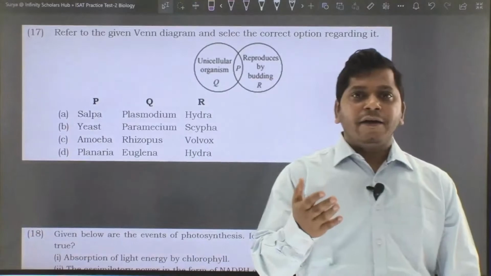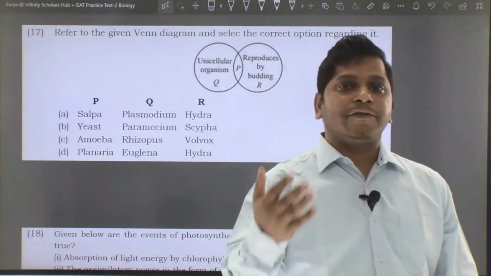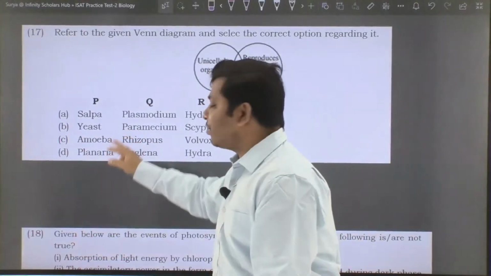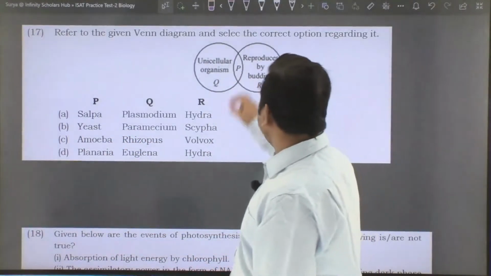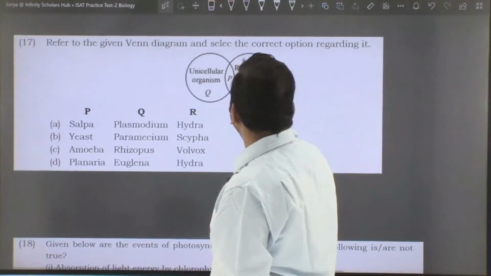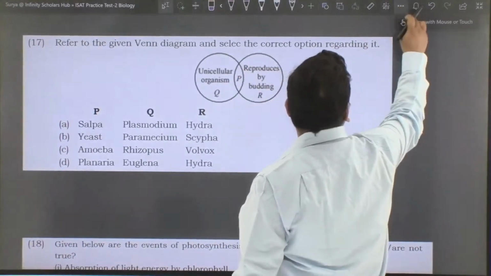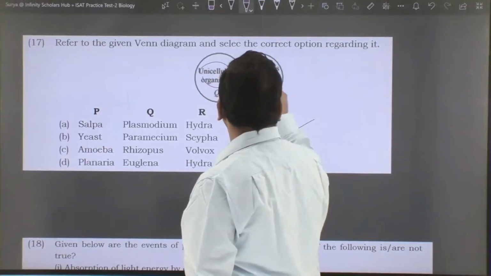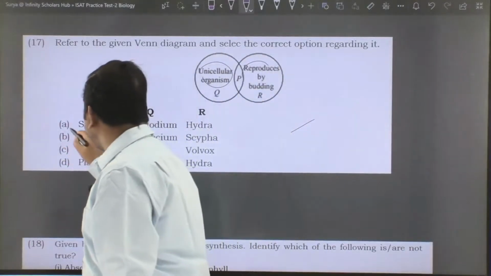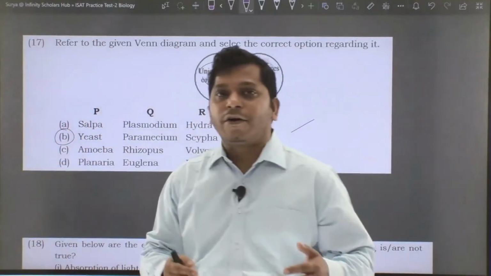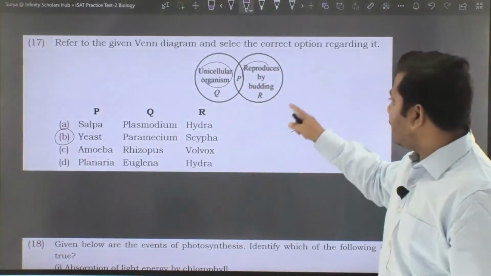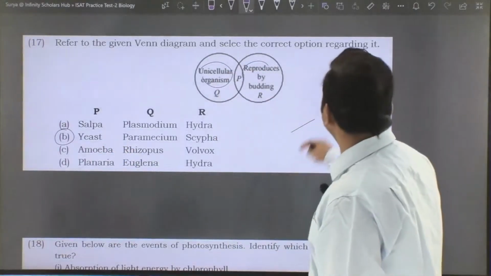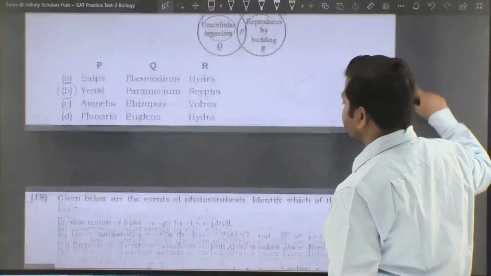Hydra is a multicellular organism and it reproduces by budding, but Hydra is multicellular and yeast is unicellular. So P represents a unicellular organism which reproduces by budding, and therefore the answer is going to be B, because yeast is the only organism which reproduces by budding and is unicellular. So this is the correct answer. Let's move to the next question.